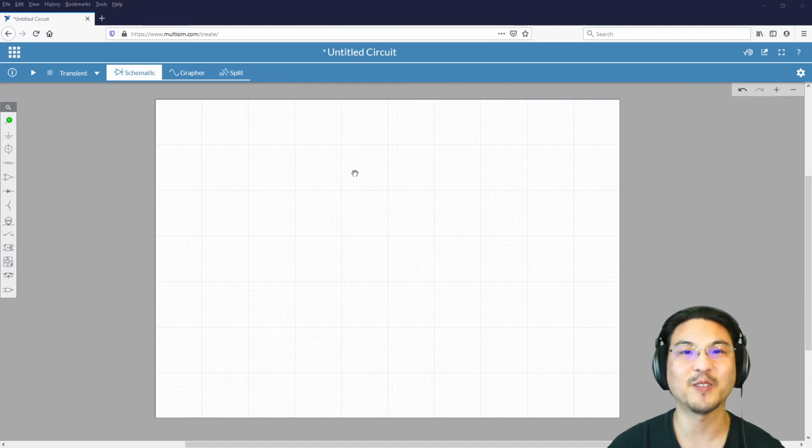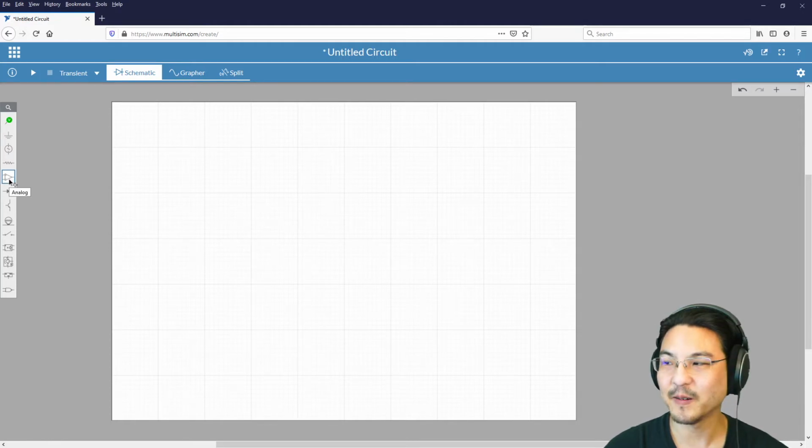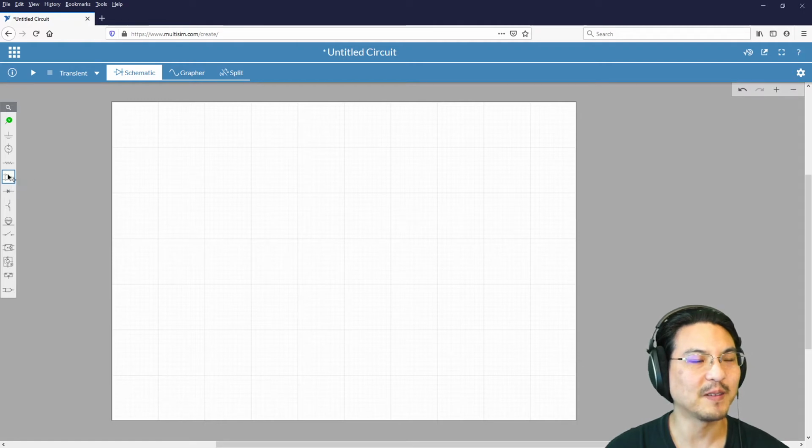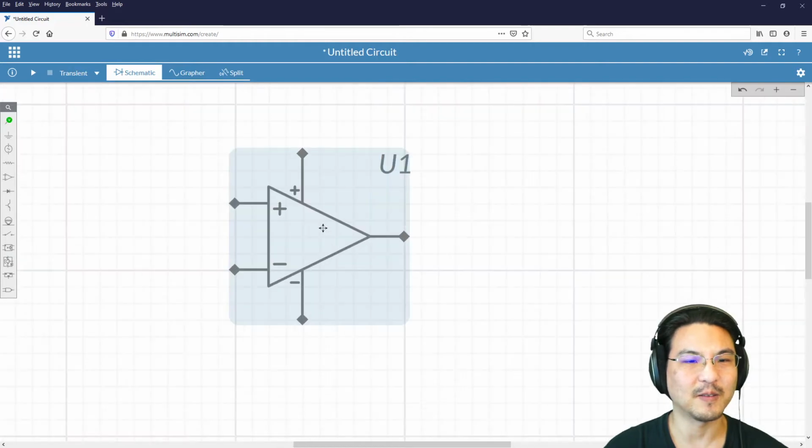Hey everybody, let's simulate an inverting amplifier using Multisim. Okay, so the op amp, they're right here under the analog components, and go for the 5-terminal op amp because that includes the power supply inputs. Okay, let's zoom in here.